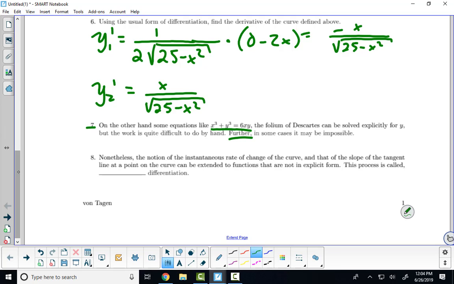Nonetheless, I would still like to be able to take the derivatives of these functions, because all of these have graphs, and all of them would have tangent lines, and on all of them I'd like to be able to talk about the slopes of the tangent lines. So I still want to take the derivative of these implicitly defined functions. The process of doing that is called implicit differentiation.